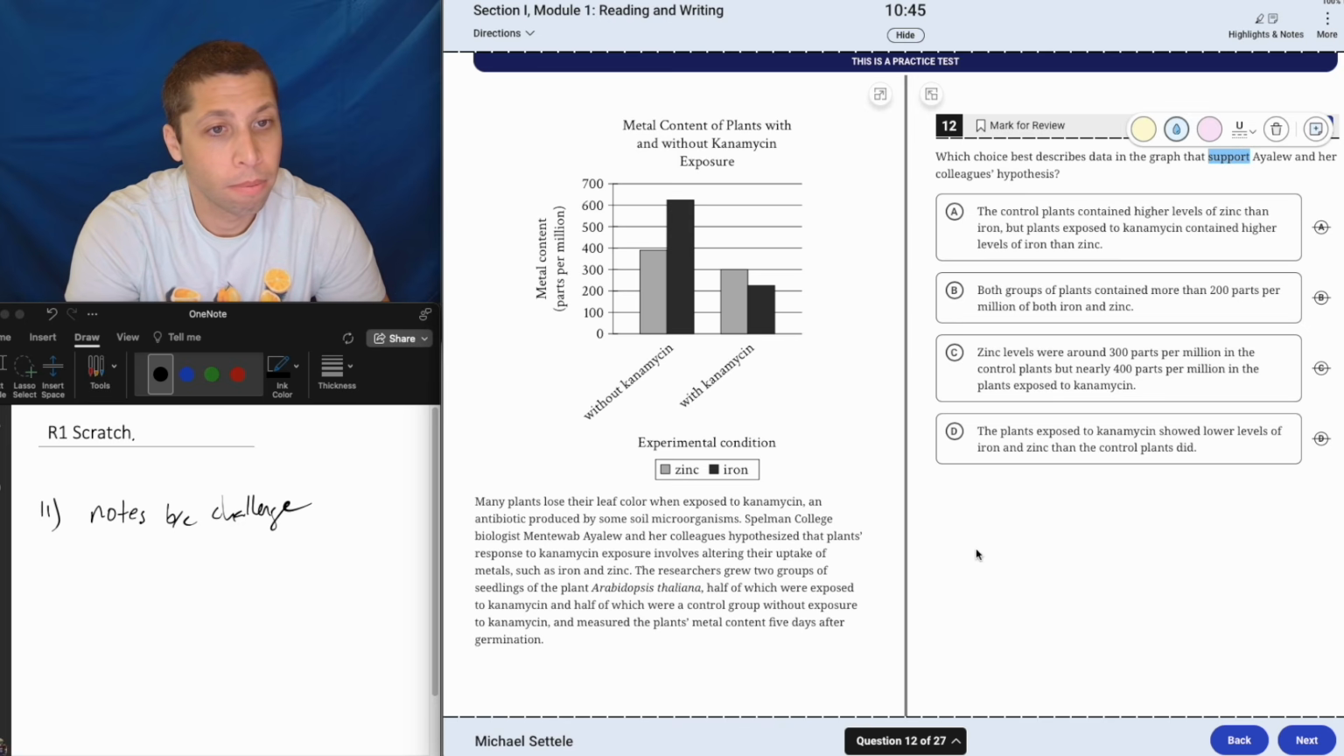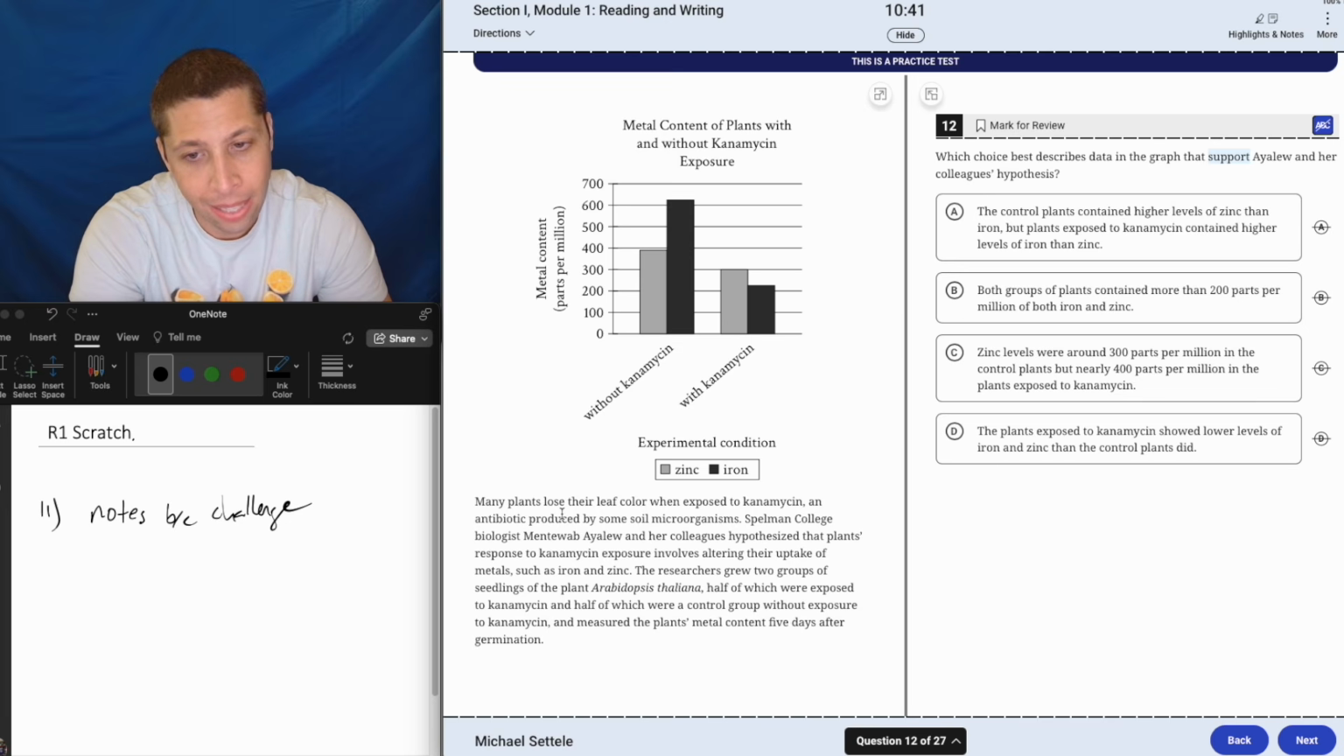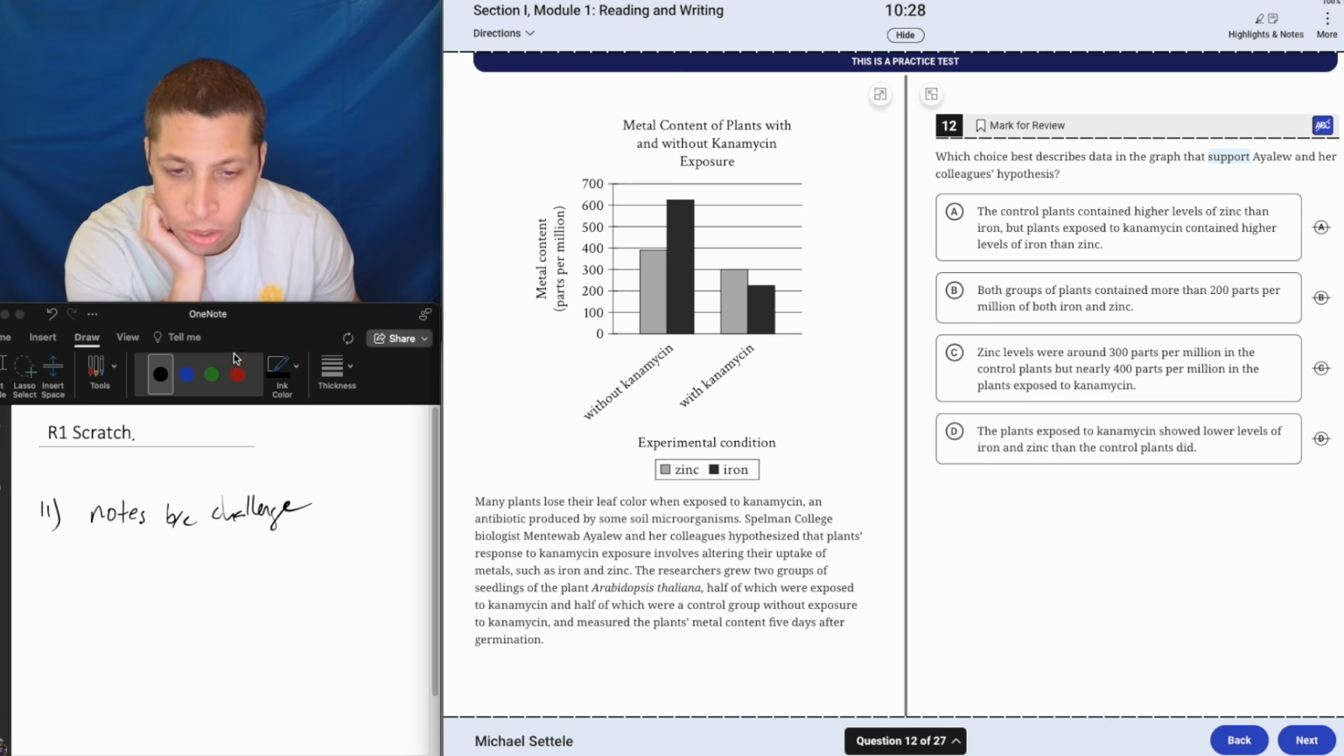Support. Okay. Many plants lose their leaf color when exposed to kanamycin, an antibiotic produced by some soil microorganisms. Spelman College biologists and her colleagues emphasized that plants' response to kanamycin exposure involves altering their uptake of metals, such as iron and zinc. The researchers grew two groups of seedlings, half of which were exposed and half of which were control, and measured the plant's metal content.